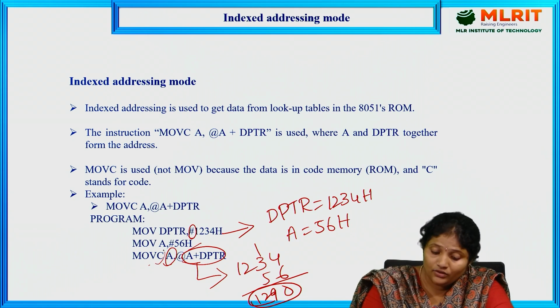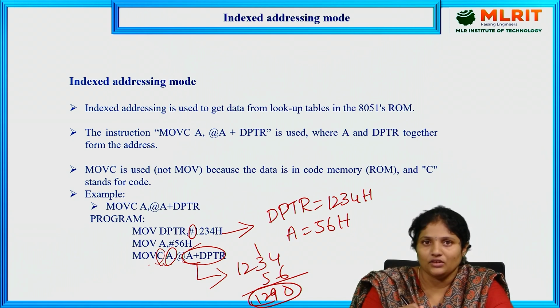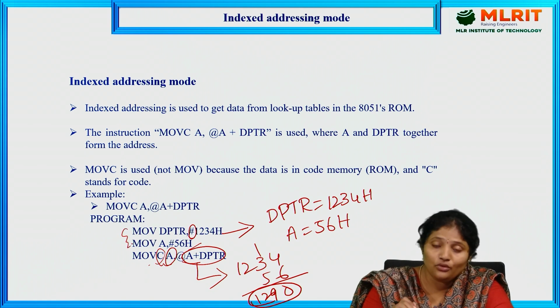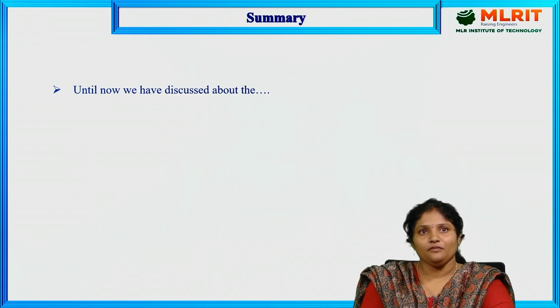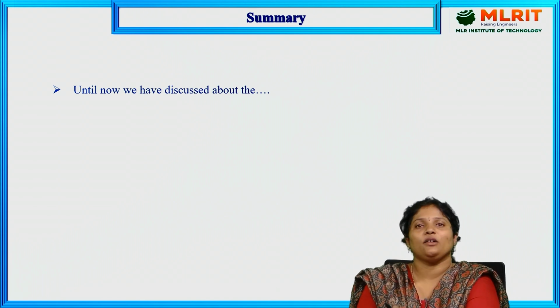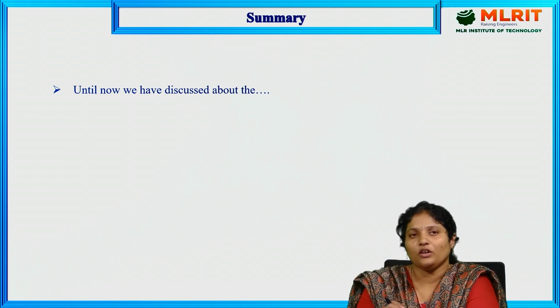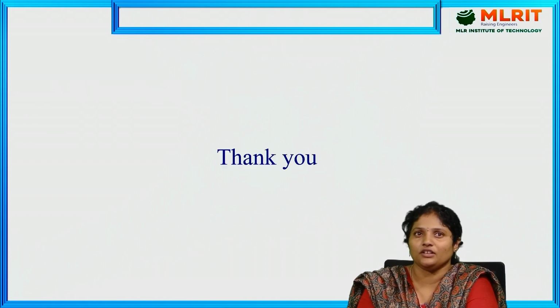That address location is usually found in ROM locations, that's why we use MOVC. In the two earlier instructions, I didn't use C because they are RAM locations. Here we use it specifically because it is a ROM location. So until now we have discussed what the addressing modes are, why we use addressing modes, and how the different types of addressing modes are accessed in the 8051 microcontroller. Thank you.